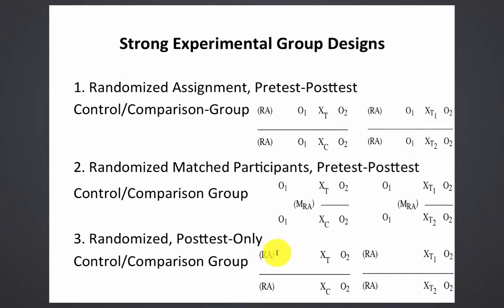So then we move to another type, which is the randomized post-test only control comparison group. So this is slightly less effective than the first two designs. And the reason being is we've eliminated the pre-test measure. So we simply have random assignment, treatment or control, and then we have our post-test measure. So our outcome variable is measured at the end of the experiment. And then this version of the figure shows the same design, but where you have treatment 1 versus treatment 2. So we've eliminated the pre-test measure, and therefore we've got a weaker design.